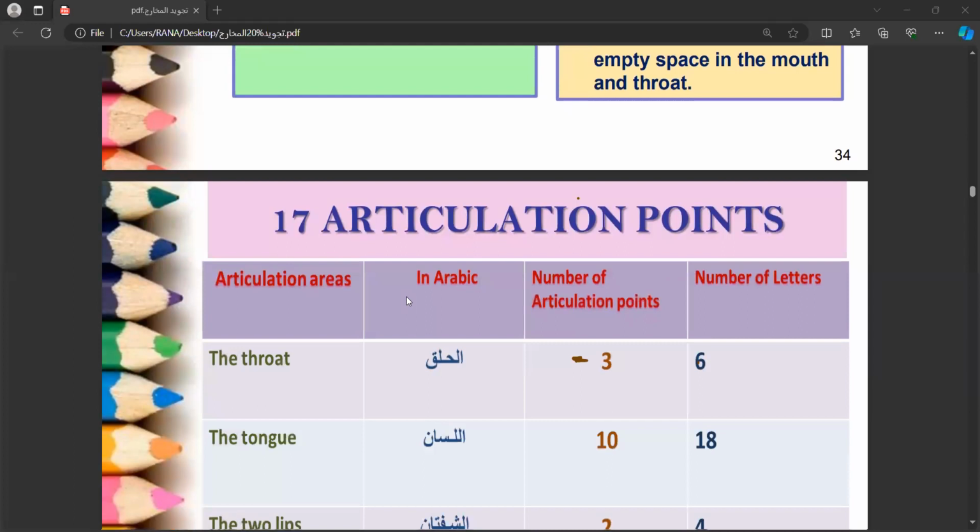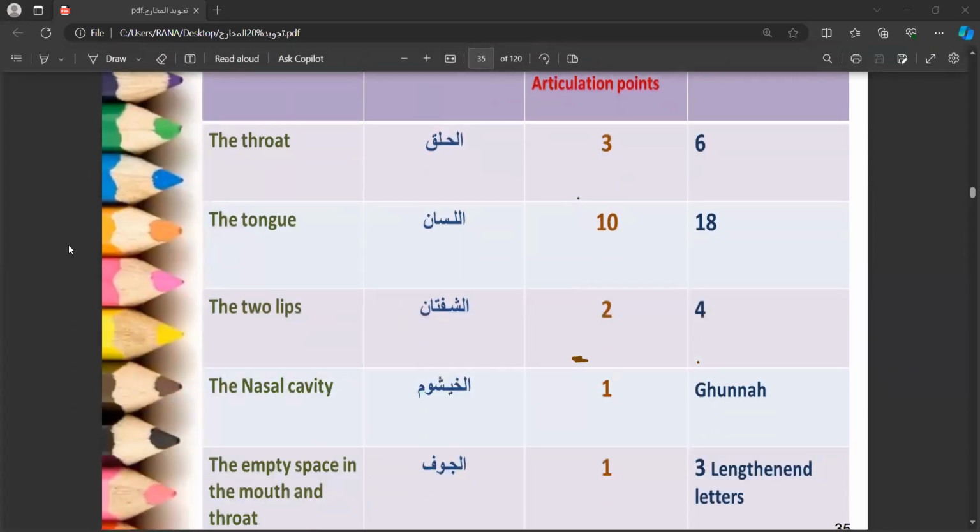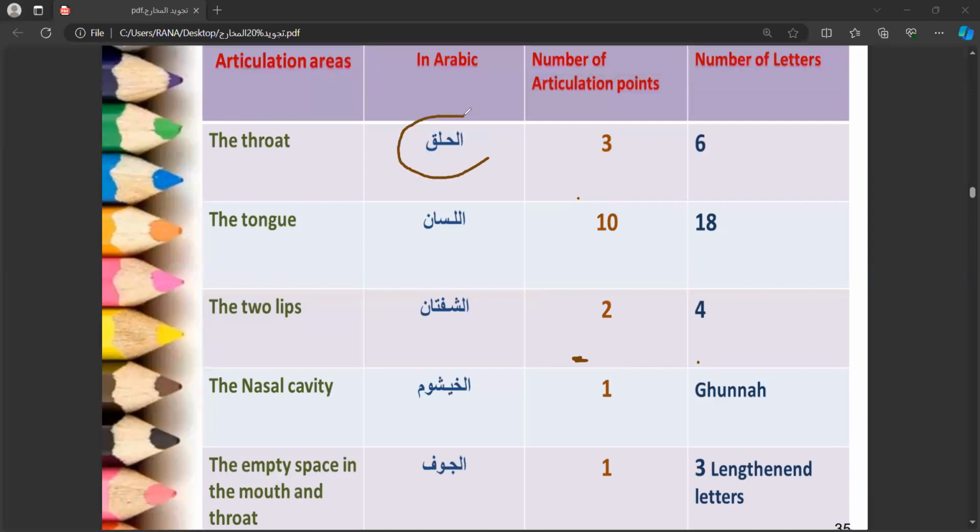Here, articulation points. Bismillah. First one, الحلق, throat; the tongue, اللسان; the 2 lips, الشفتان; nasal cavity, الخيشوم; then الجوف, the empty space in the mouth and throat. In الحلق we have 3 points. In اللسان there are 10 points.